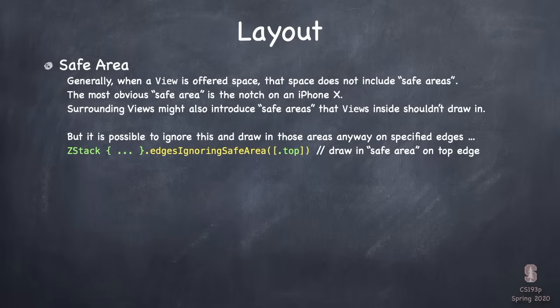But if you want to go outside your safe area, you can. The way you do that is with the view modifier edgesIgnoringSafeArea, and you specify which edges you want to ignore the safe area. So if I say edgesIgnoringSafeArea top, then that ZStack and everything in it is going to ignore that there's a safe area on the top and just draw right up underneath that notch. If you're a photo viewing app, maybe you want to go all the way to the edges. So you can do that here.